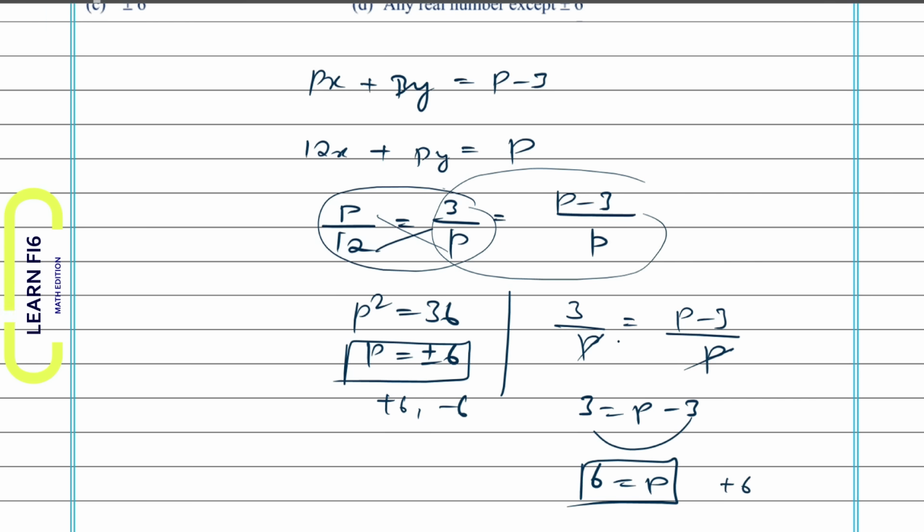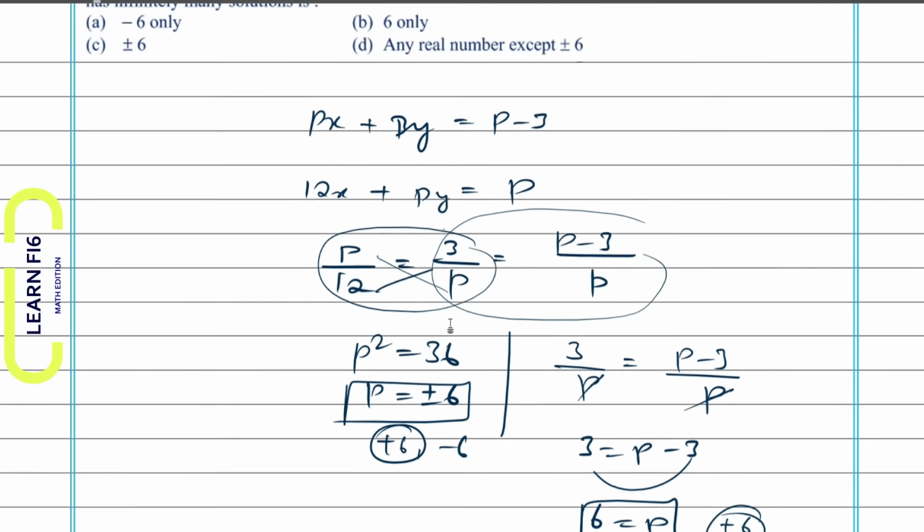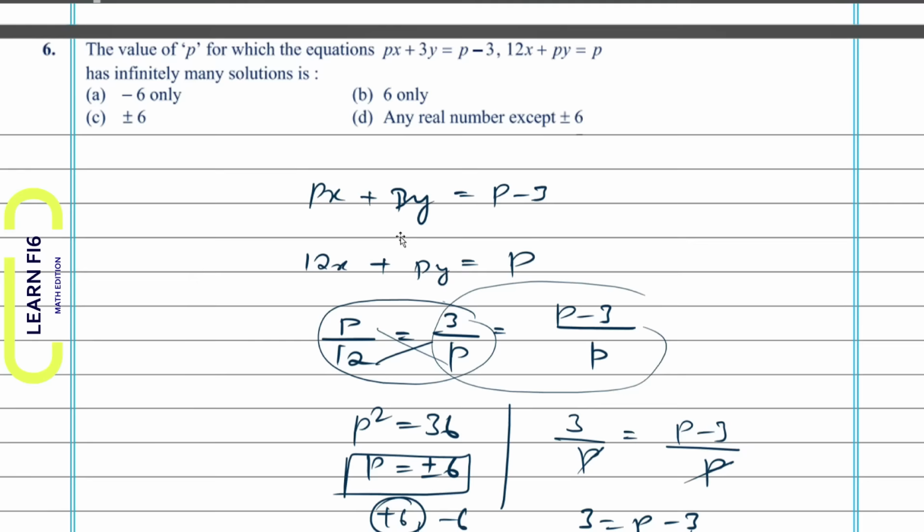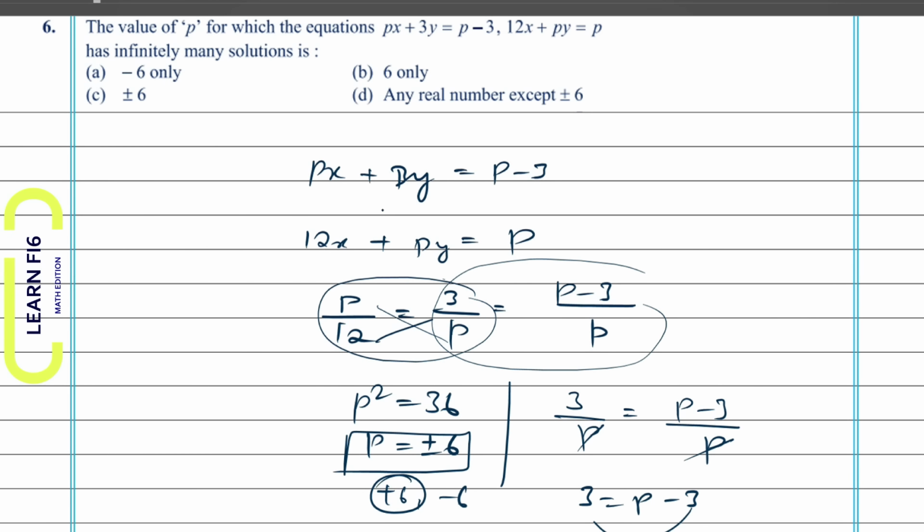So we have to choose the common result. You should not blindly choose plus or minus 6 which is already in the options. You have to verify with the second part also. So the answer is 6 only.